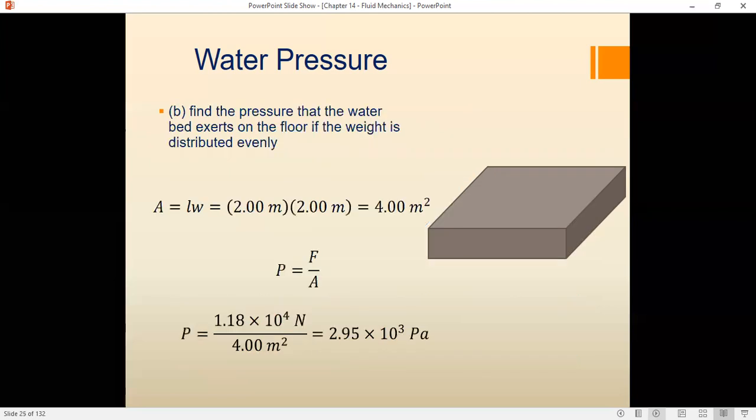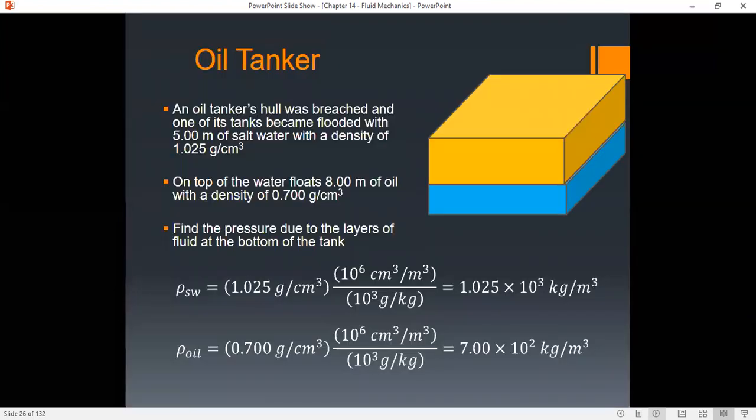Okay, on to the next. Find the pressure that the water exerts on the bed. Okay, remember, pressure is force divided by area. We've already said the surface area of this is 4 square meters. So I take my weight, I take my area, and I get 2.95 times 10 to the 3 pascals. All right. Okay, that's pretty easy. Let's do something a little bit more difficult.